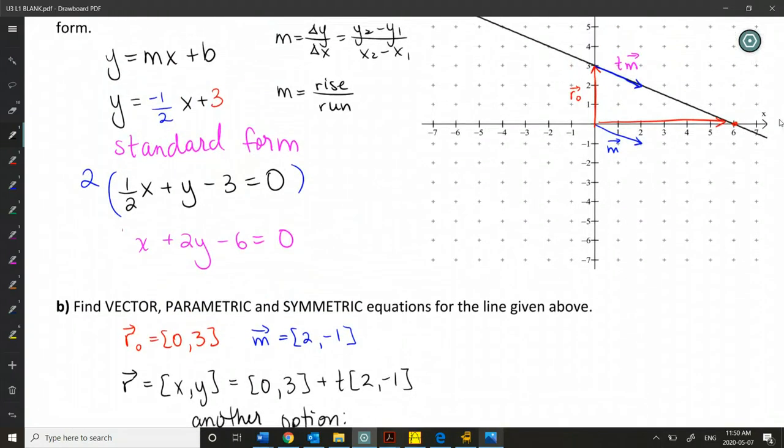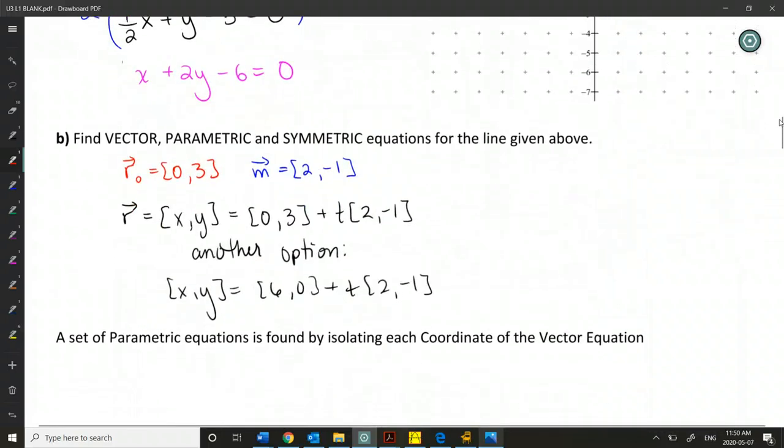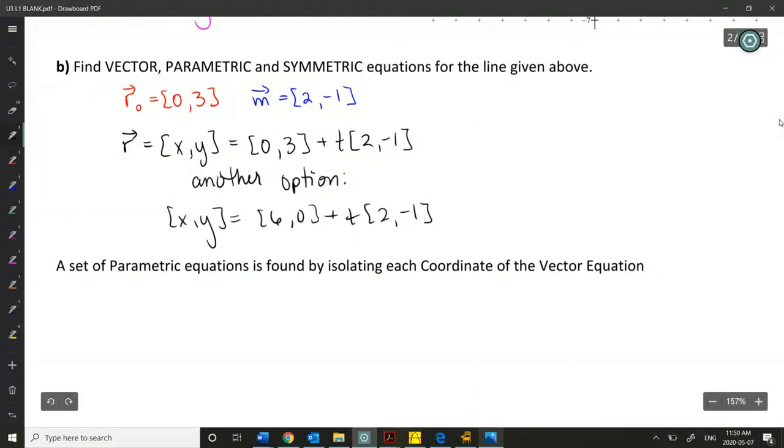Many other options here as well. If you chose, let's say, this point out here, -2, 4, that could have also been a position vector that you use as well. So lots of different options for that position vector. Okay, it doesn't have to be an x or a y-intercept either. Okay, so I'm just going to work off this guy, just so that we all are figuring out the same thing here.